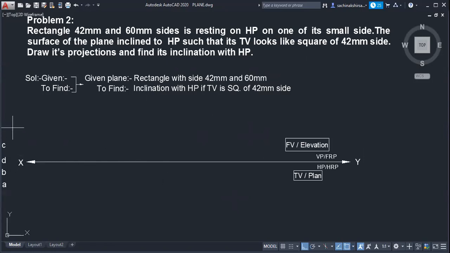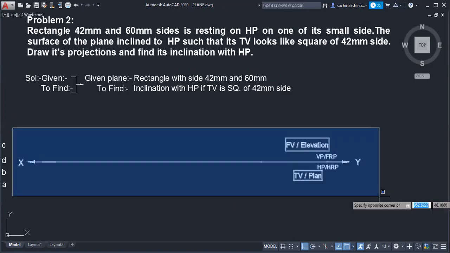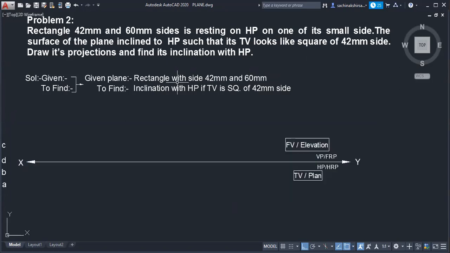So this is by default. This is our pattern. XY line, front view, you have to draw by default. Attribute of view, elevation, plan, VP, FRP, HP, HR. By default, you have to draw. So shall we start? Where do I have to draw its shape?